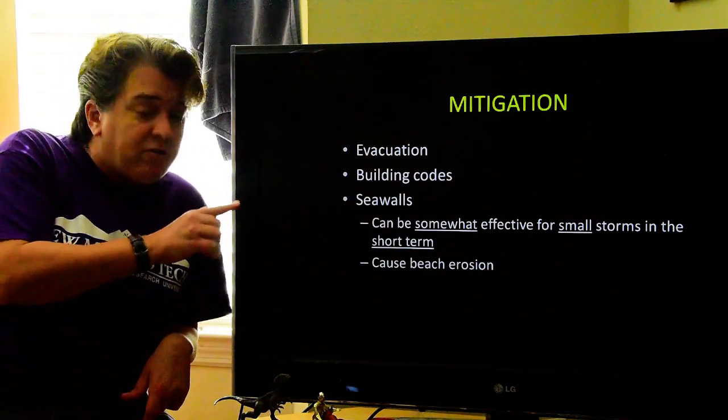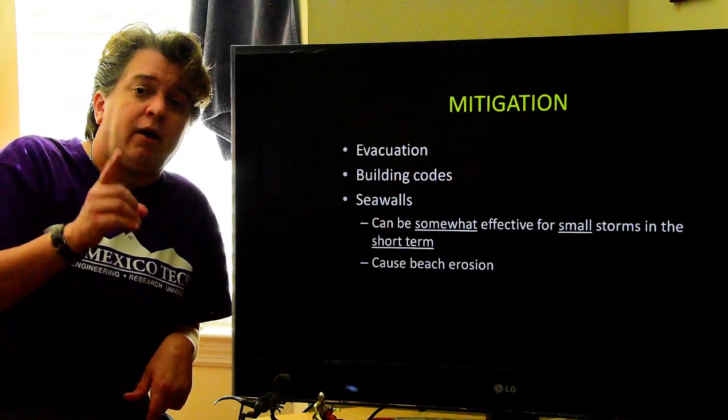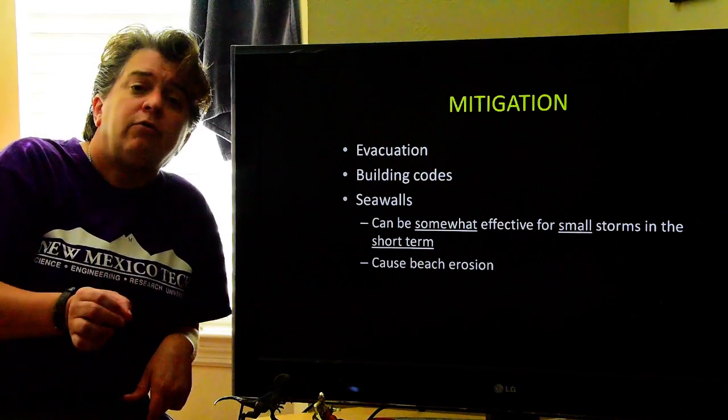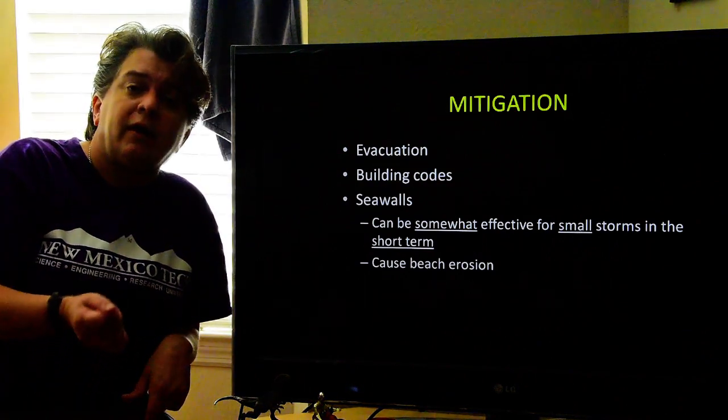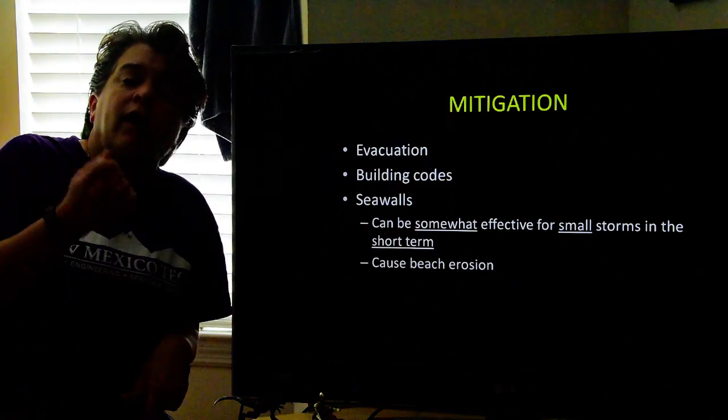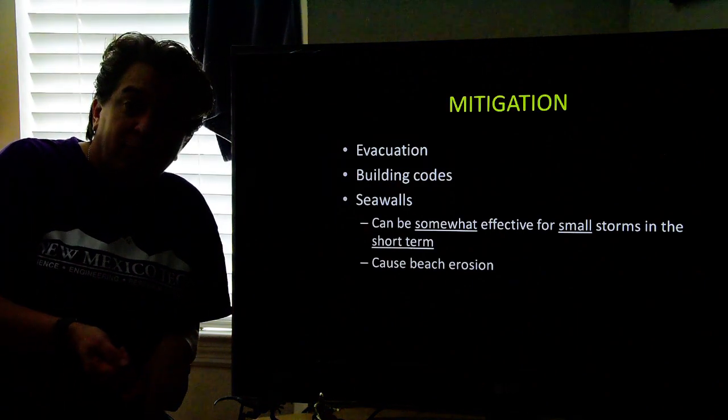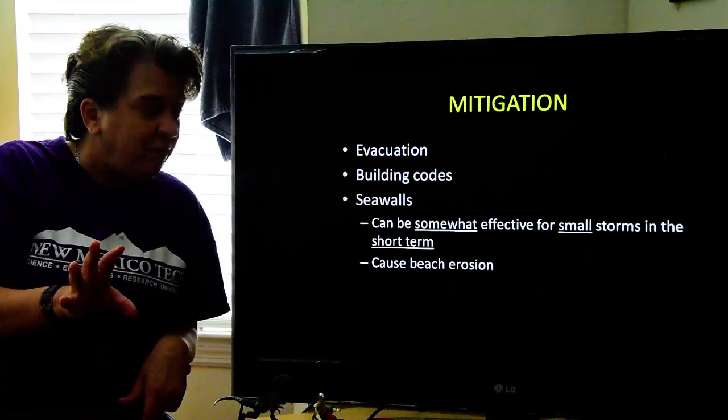And I do especially point out small storms because Hurricane Ike was a Category 2 hurricane, and waves still made it over the seawall in Galveston. What would happen if it was a Category 5 storm? You really have to think about that.